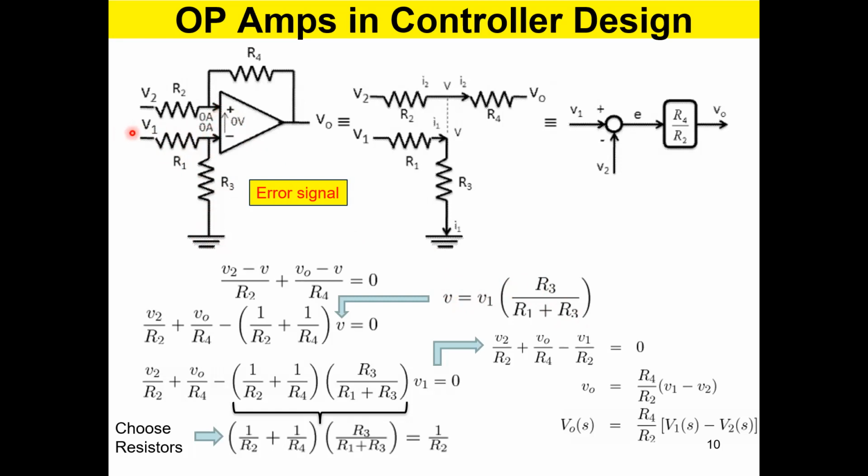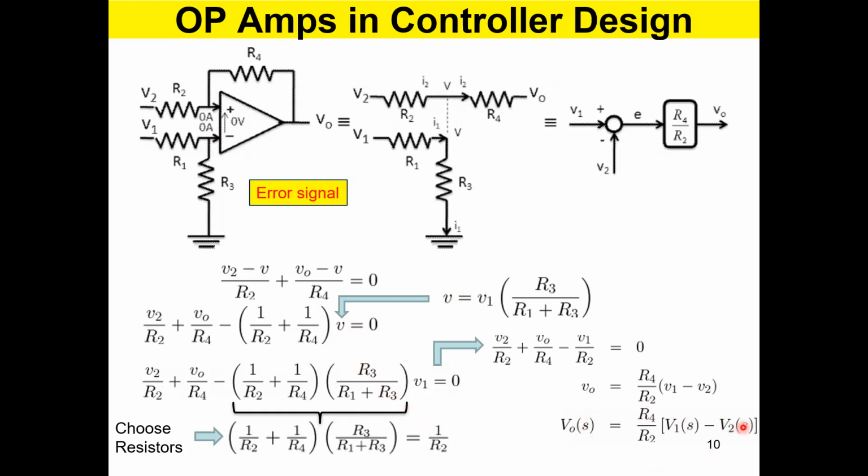When you have voltage V1 connected to this point through a resistor R1 and then connected to ground through R3, this is a potential divider circuit. You can calculate the voltage here. You can do that because there's no current going into the op amp. That's why. Okay, so then you continue the derivation.